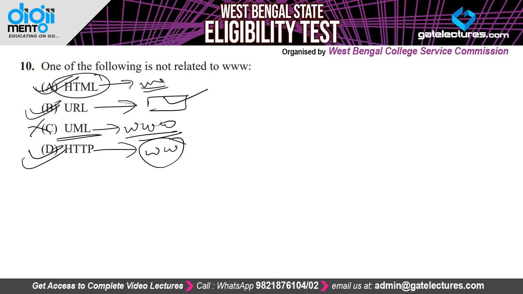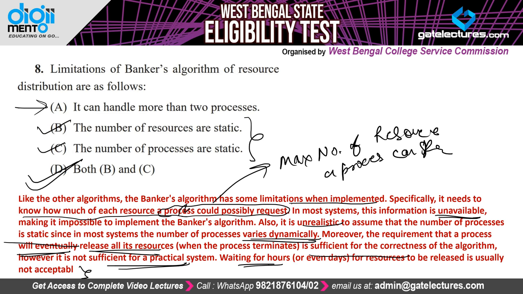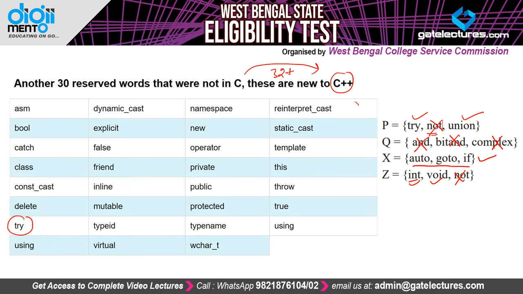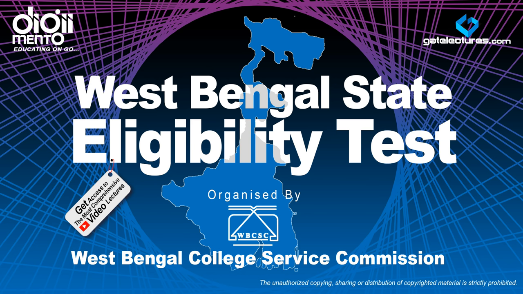I hope that you understood these first 10 questions. In the next video, we will discuss the next 10 questions of this paper. And I will also give you the solution of the first paper as well as the second paper as well as the third paper of West Bengal's state eligibility test. Apart from West Bengal state eligibility test, I'll also discuss the SET exam of various other states. For example, we are going to discuss Andhra Pradesh and other states also. And we'll discuss the questions from them.